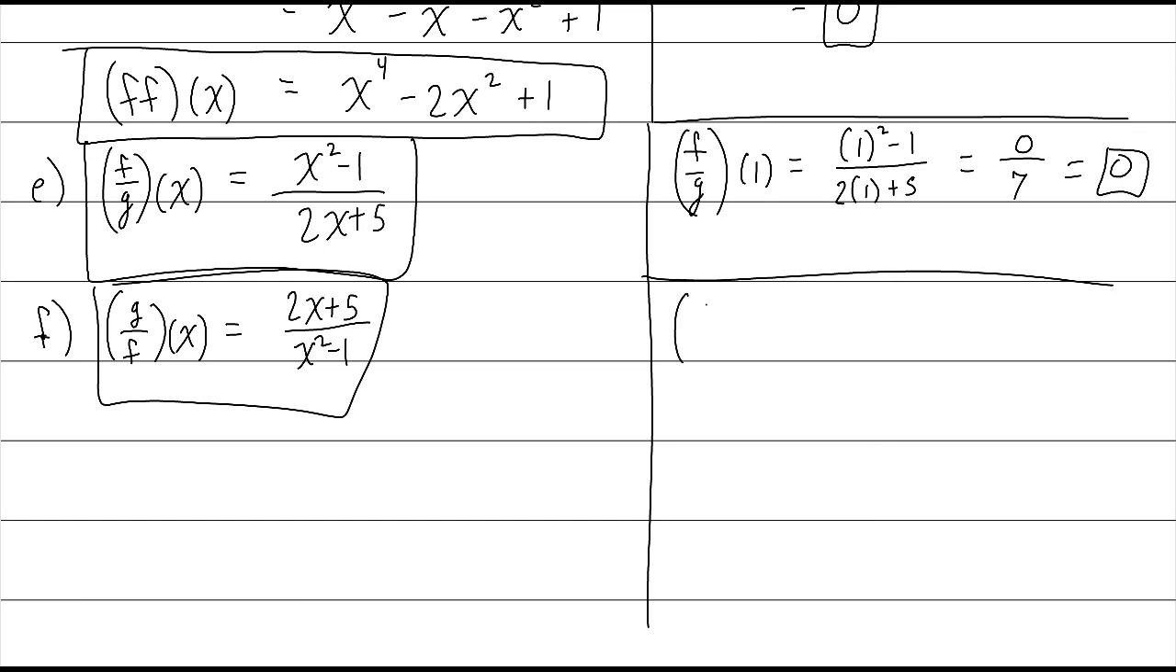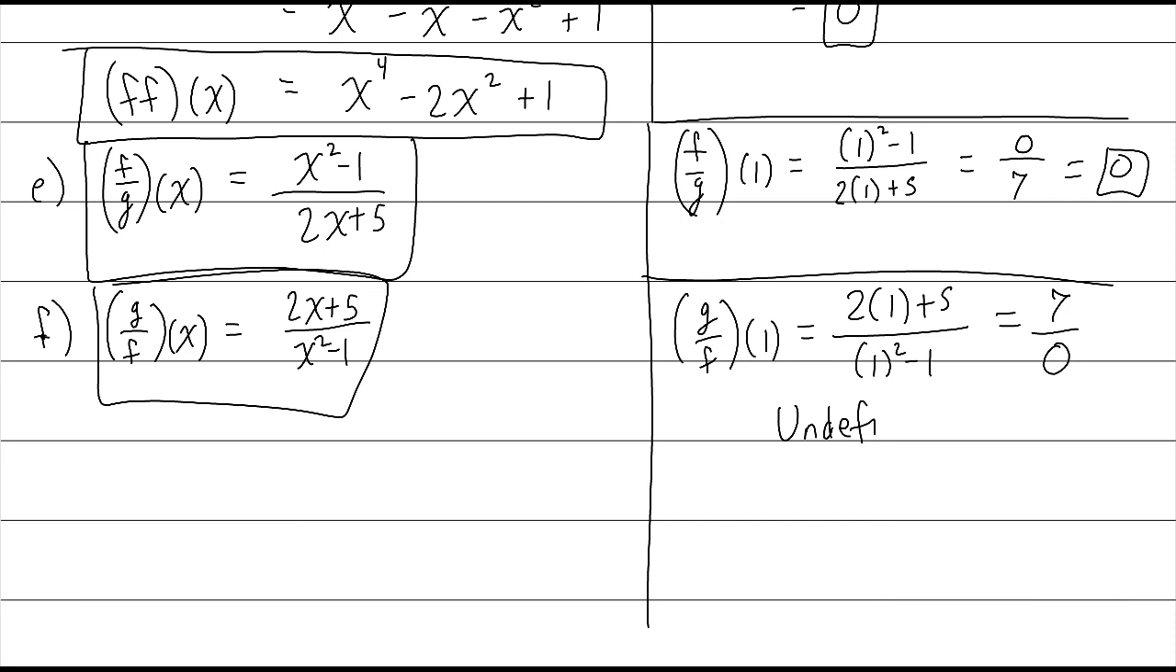Well, what is g over f of 1? 2 times 1 plus 5 on top. 1 squared minus 1 on the bottom. We already know the top is 7. Bottom is 0. Oh, that's not defined, right? You can't divide by 0. So you'd say that answer, that solution, is undefined.